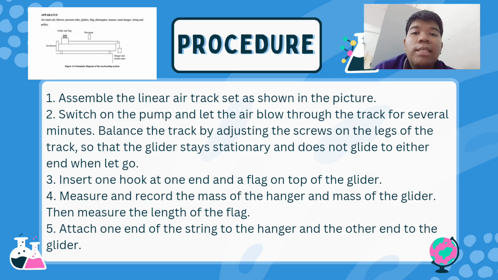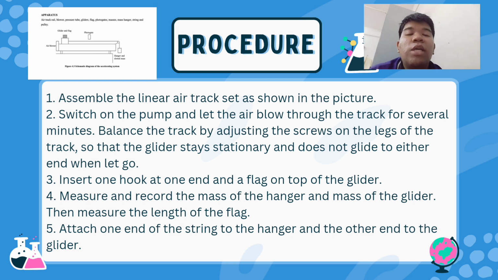First, you need to assemble the linear air track set as shown in the picture. Next, switch on the pump to let the air blow through the air track for several minutes, and then balance the track by adjusting the screws on the legs of the air track so that the glider stays stationary and doesn't glide to the other end when you let go.